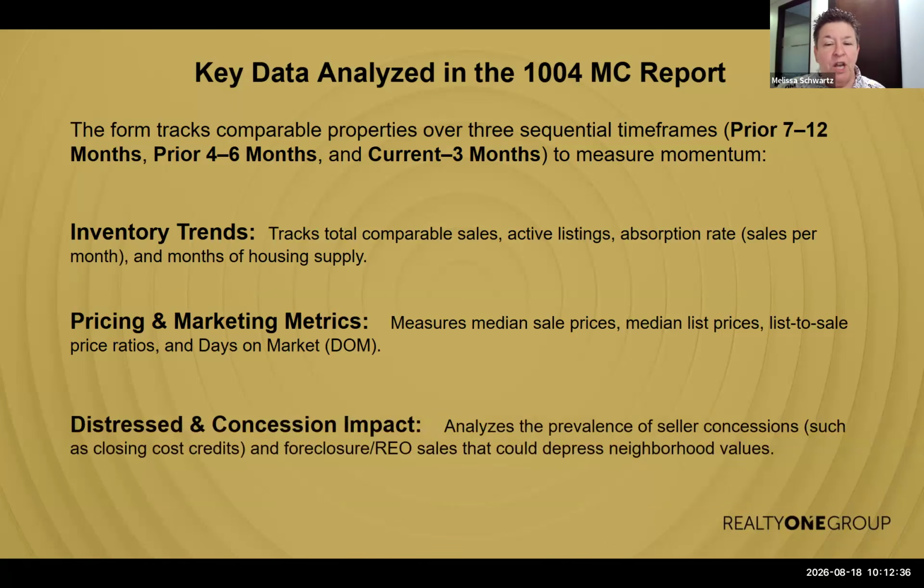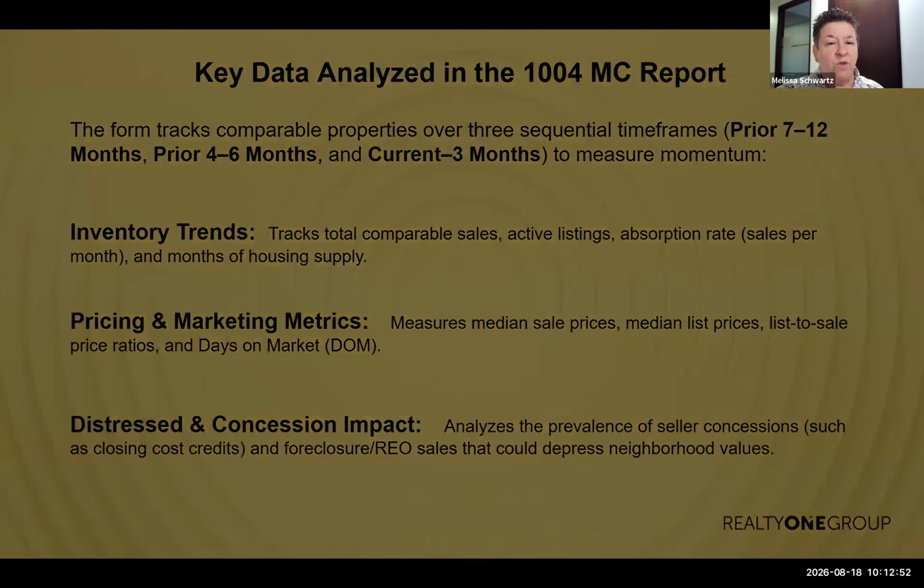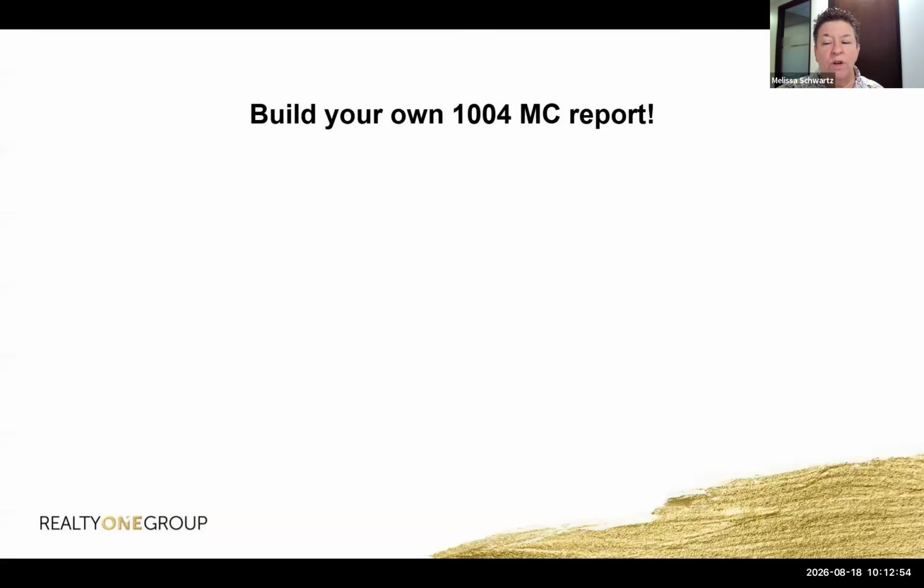Here you go. You've got distressed and concession impact. It analyzes the prevalence of seller concessions, such as closing costs and foreclosure REO sales that could depress neighborhood values. That's where they make their adjustments. So let's talk about building our own 1004 MC.